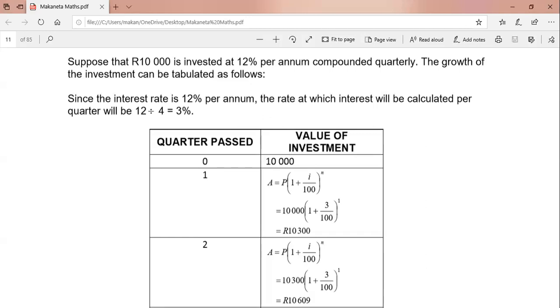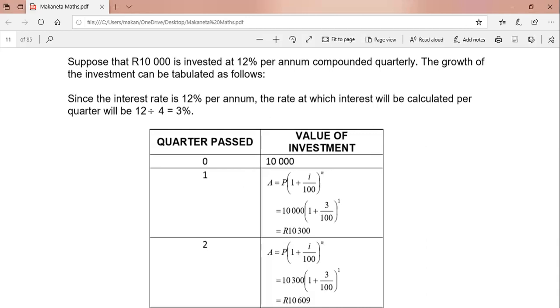So we put N there as 1. And we also divide 3 by 100 to get 0.03. And if you add 0.03 and 1 there, you get 1.03. So basically, that is what you have. And then if you multiply 1.03 by 10,000, then you get 10,300 rands.